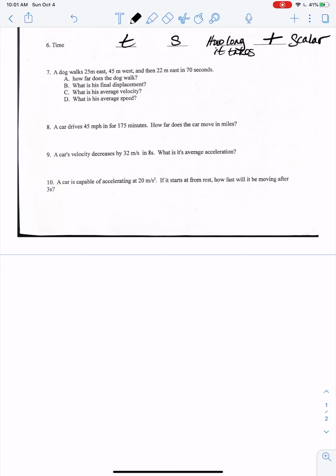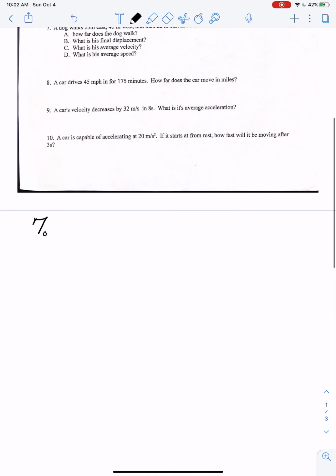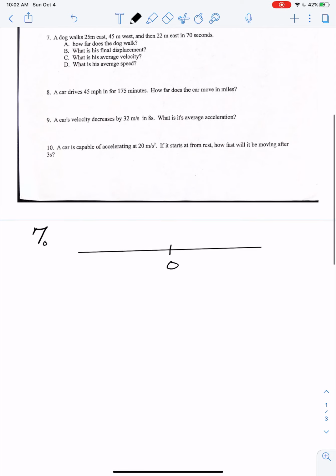All right, so here we have a dog walking 25 meters east, 45 meters west, then 22 meters east in 70 seconds. So, with a problem like this, and I think I have some room below here, so I'm just going to use this room. I'm going to draw this out. First thing I'm going to start with is a number line. Draw position 0 in the middle. And then start by saying the dog walks 25 meters east.